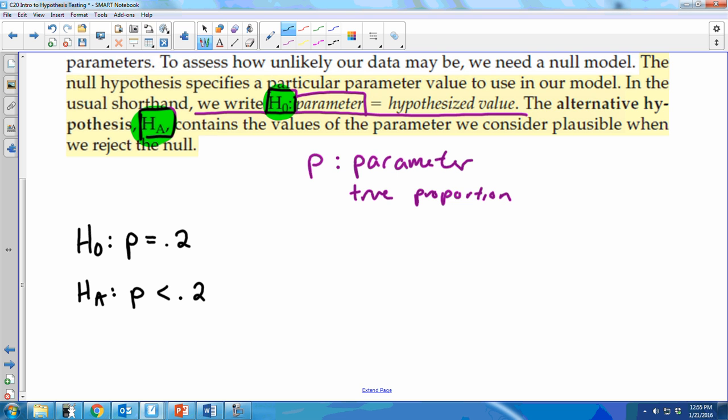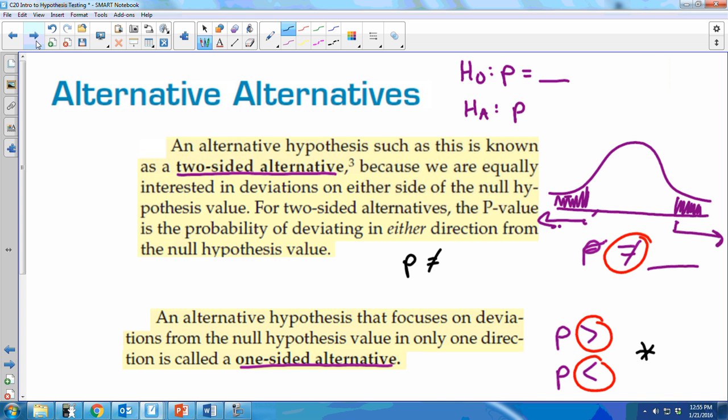Then your null is always going to be P equals something. And your alternative will be that P is changing. So how is it changing? You can have a one-sided alternative hypothesis or a two-sided alternative hypothesis. For our INGOTS example, we have a one-sided alternative. We think, or we want, the cracking percentage to decrease. So we want it to be less than 0.2.